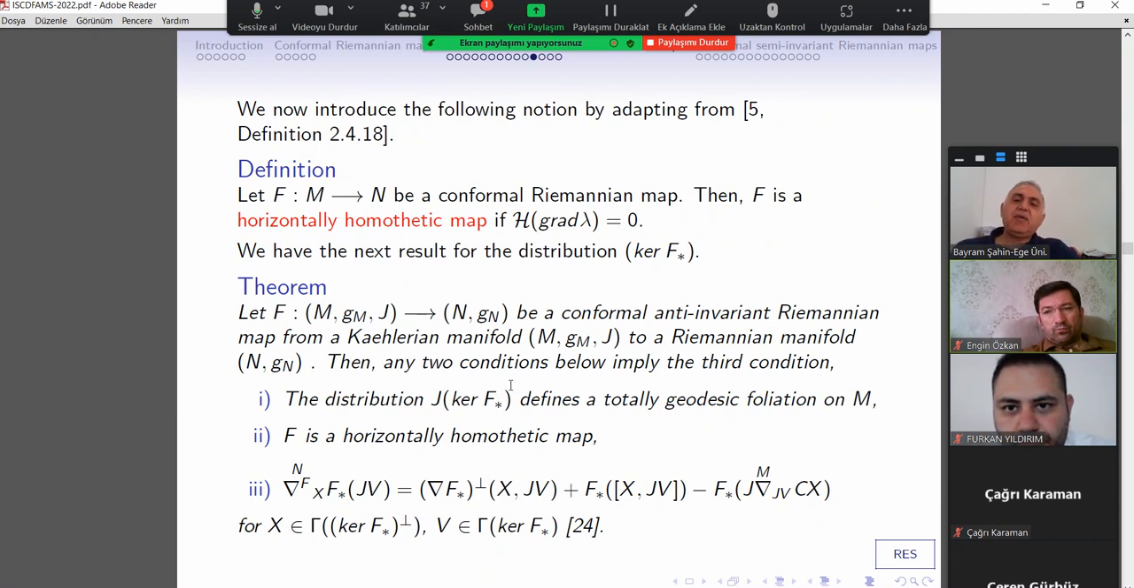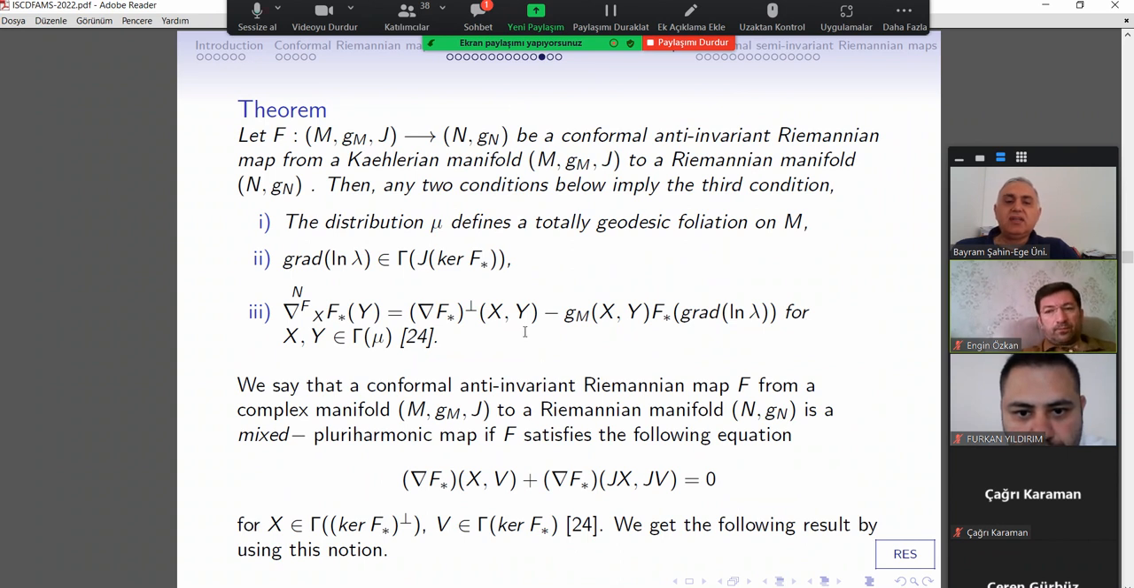So here we have another notion. It's called horizontally homothetic map. So basically this is a map where the dilation, the lambda in the beginning, is not constant in the kernel directions, but in the horizontal part this function, the dilation, is constant along the horizontal distribution. We call this one a horizontally homothetic map. So this notion, for conformal anti-invariant Riemannian maps, also gives a characterization for the horizontally homothetic map in terms of the distribution J kernel F star.